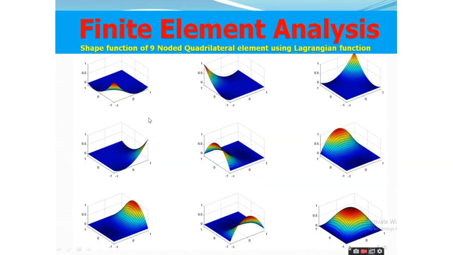Once we find the shape function for all the nodes, it is computed in MATLAB, and you get shapes like this. For example, for node number 1, the shape function value is 1 at that node and the other values are close to 0. This is how the curves look in MATLAB. For every node, the shape function is 1 at that node and 0 at the others. So this is how the shape function property is satisfied for the 9-noded quadrilateral element.